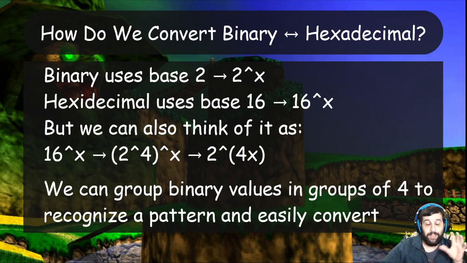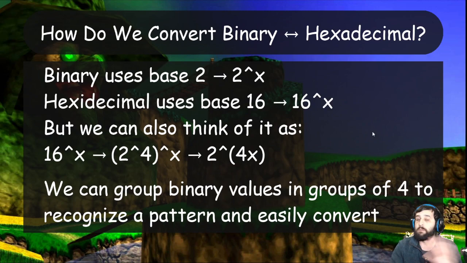So, this is gonna be a little confusing, so just bear with me. It'll make sense as I explain it out loud. In binary, we use base 2, so it's 2 to the power of x. Remember, it's to the power of 0, 1, 2, 3, etc. Hexadecimal uses base 16, so 16 to the power of 0, 16 to the power of 1, 16 to the power of 2, 16 to the power of 3. But 16 to the power of whatever can be broken down into 2 to the power of 4 to the power of whatever it was before. And for anyone who doesn't remember the math, you can pull out this exponent to make it 2 to the power of 4x.